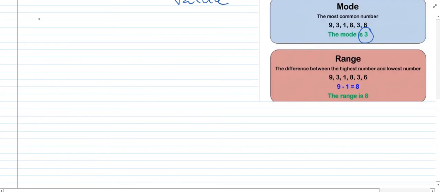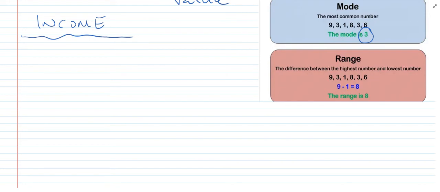Let's look at income. This could be of a company. Let's say somebody asks the CEO, "Hey, what's your average salary?" And the CEO turns to his CFO and says, "Hey, calculate some data really quick for me."